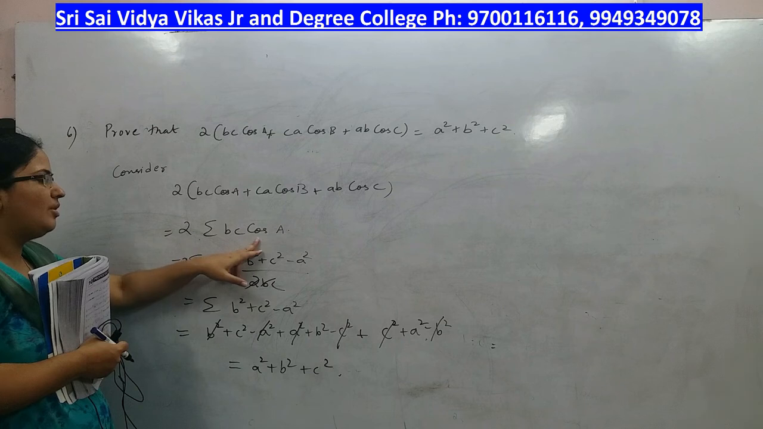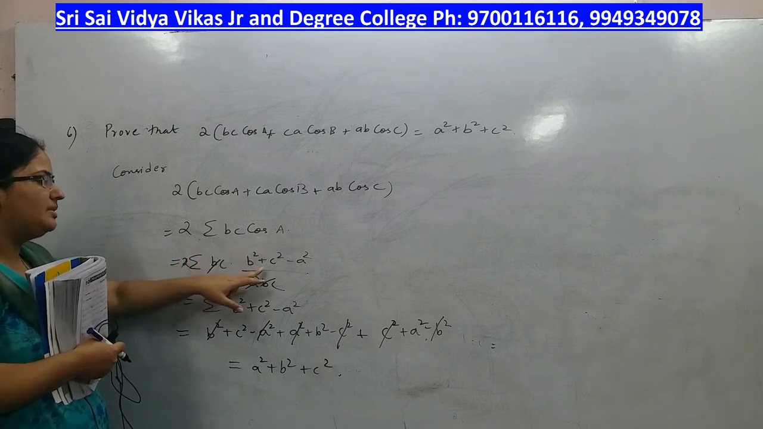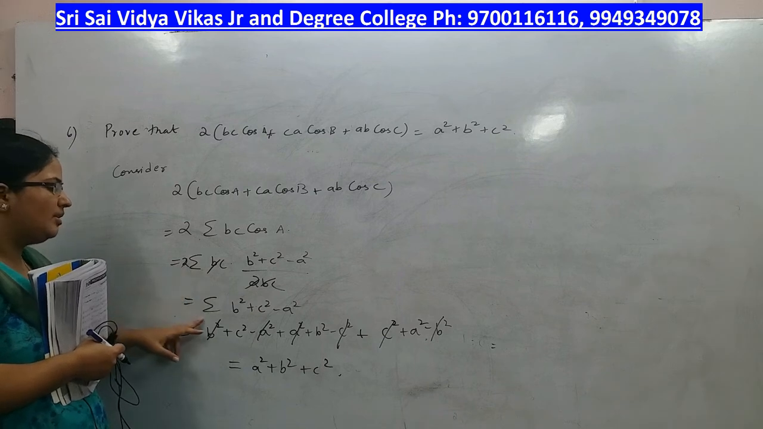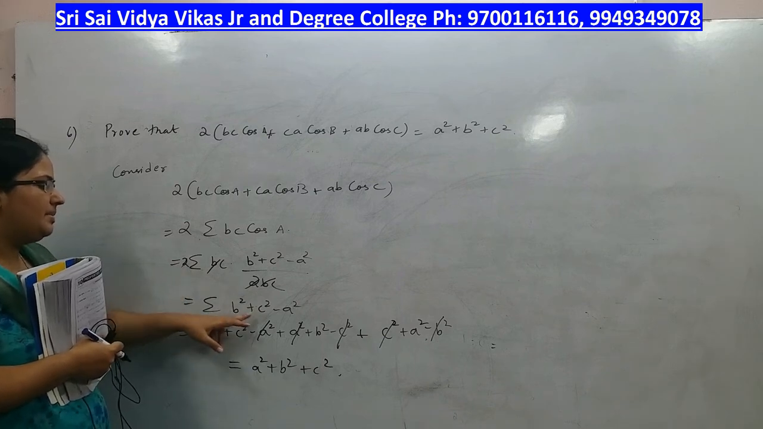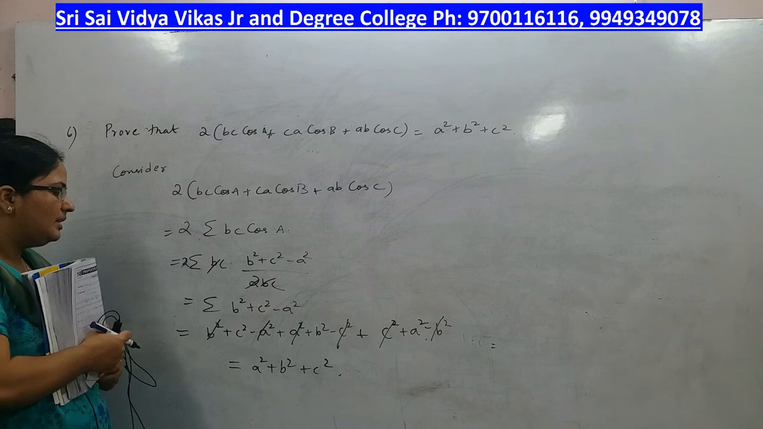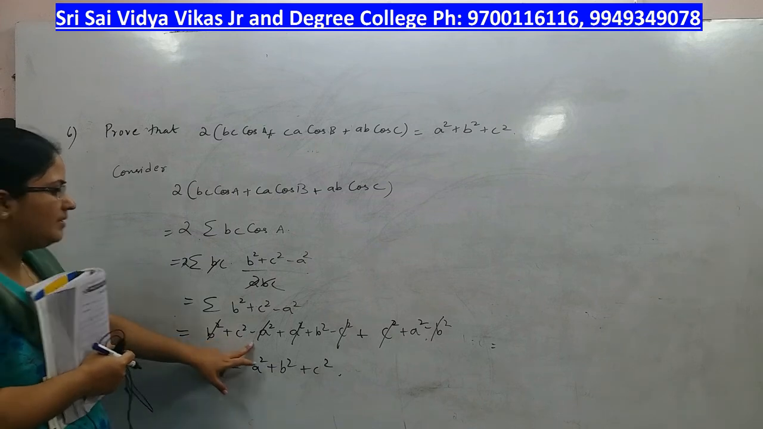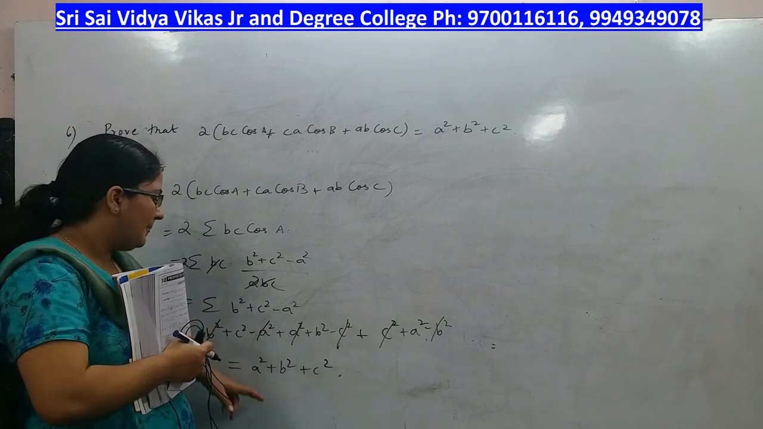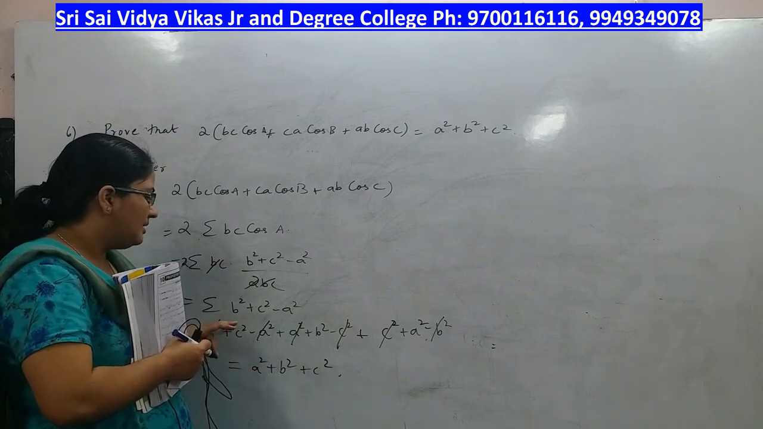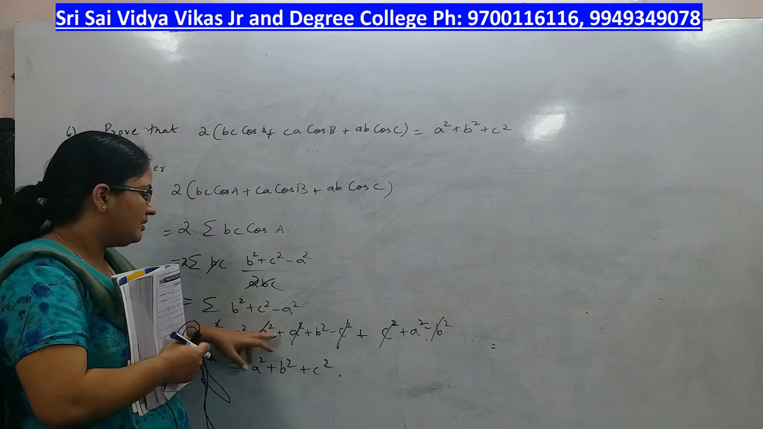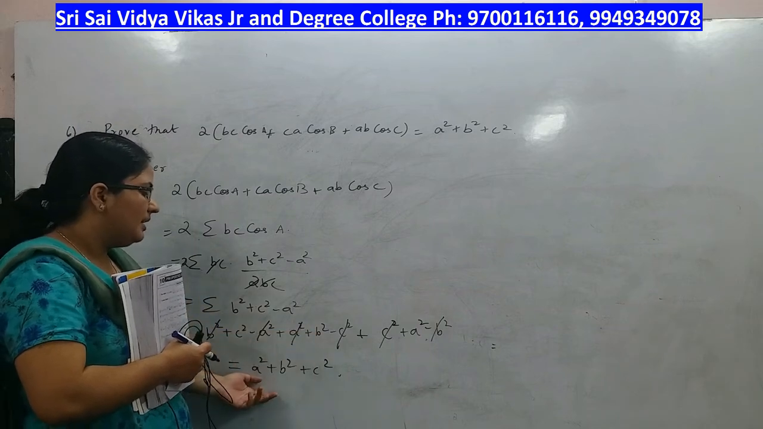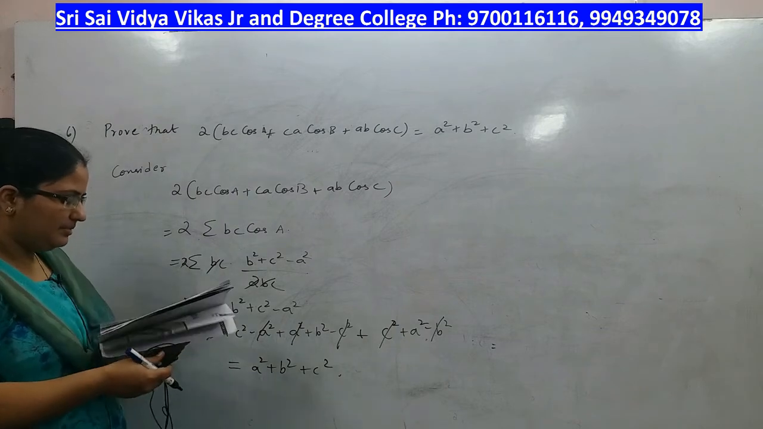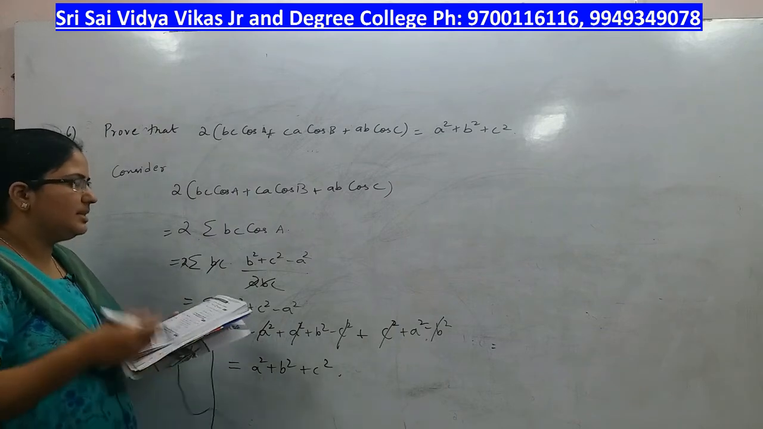Here we are making use of the cos A formula. Cos A formula is b square plus c square minus a square by 2BC. BC, 2 gets cancelled. You are left with summation b square plus c square minus a square. So this is b square plus c square minus a square plus a square plus b square minus c square plus c square plus a square minus b square. Cancel all the similar like terms, b square, a square, c square. Remaining is a square plus b square plus c square. Yes, let us discuss the next problem.